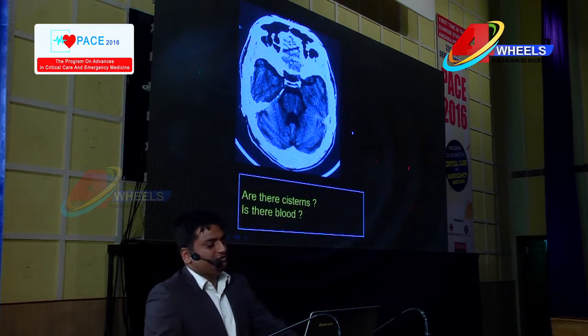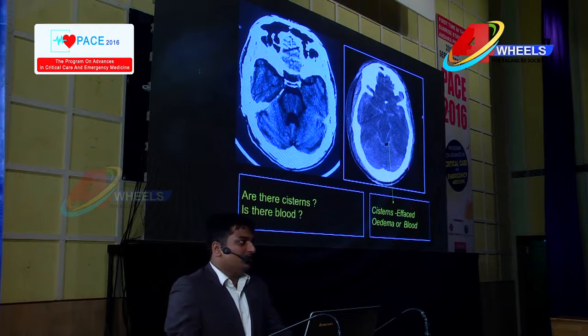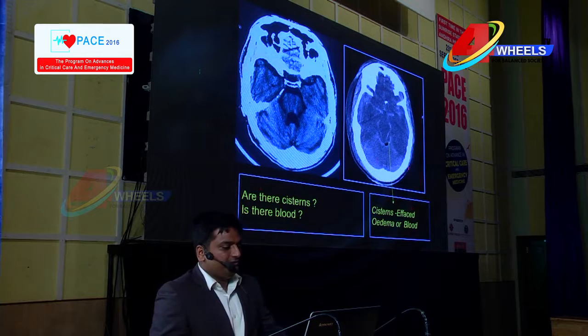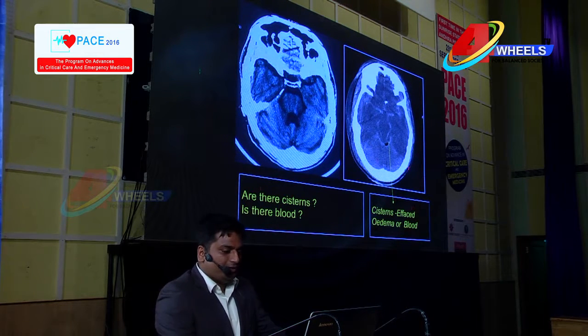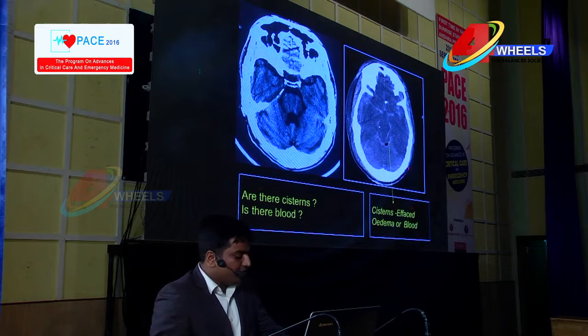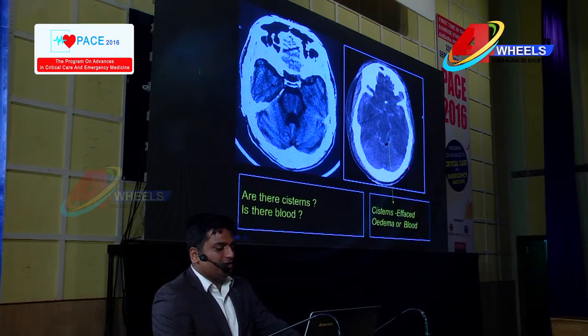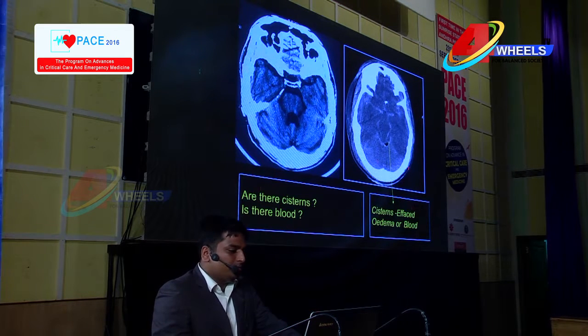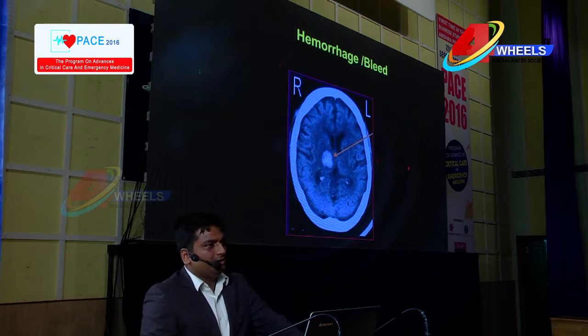Now, if I see a cistern, I should clearly see it appear black, because it is filled with CSF. If it is not clearly seen, that means it is filled either with blood or edema. On this side, you can't appreciate any of these cisterns clearly. So acute blood appears brighter.